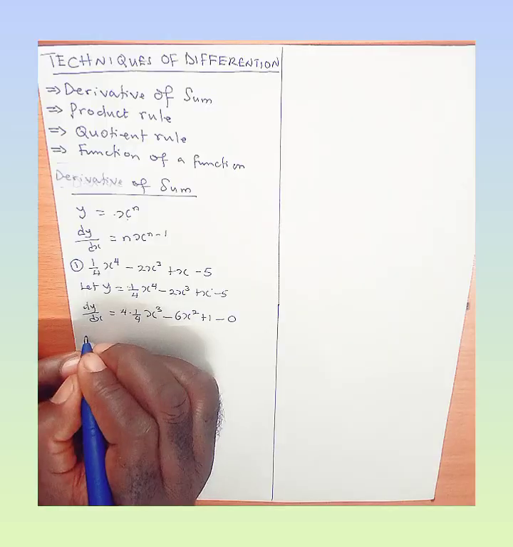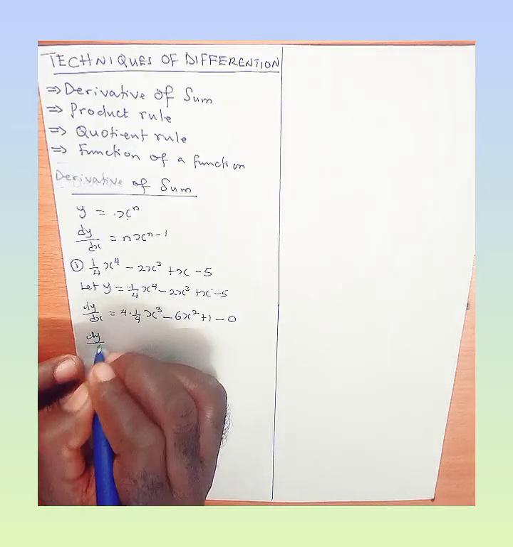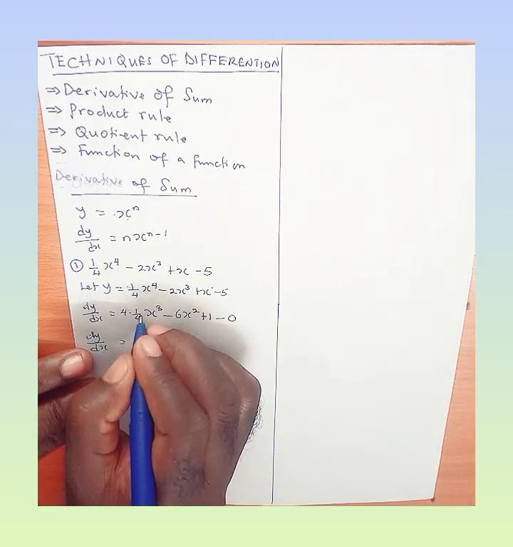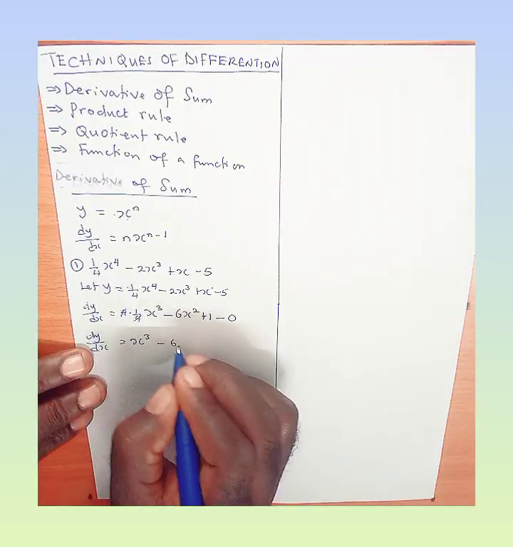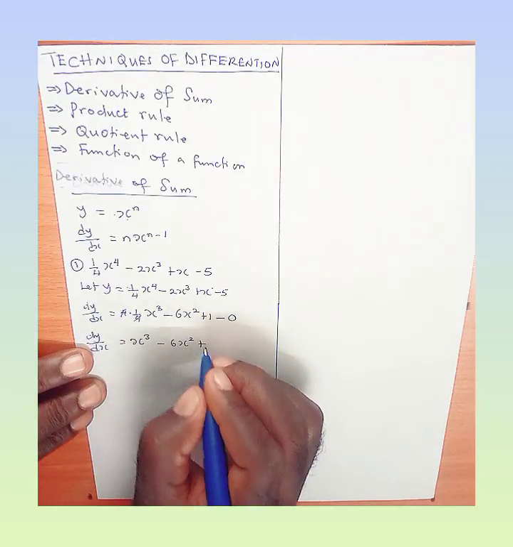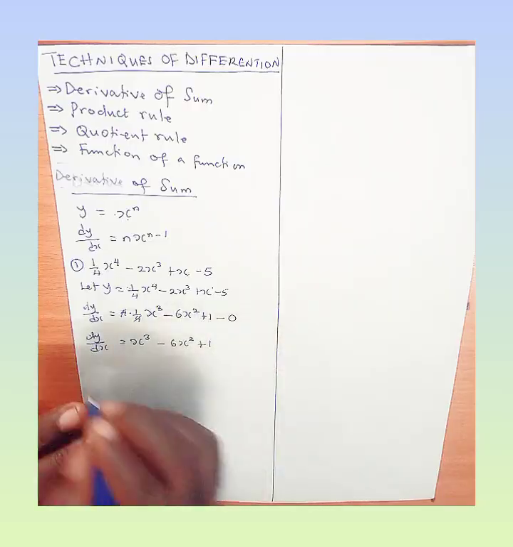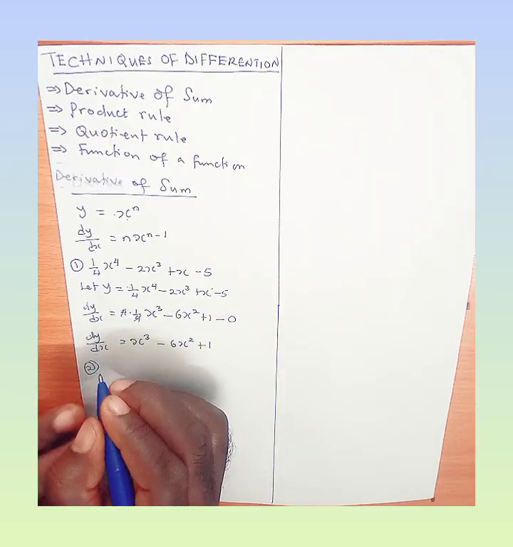Now let us simplify this further. We have dy/dx is equal to this, cancel this. We are now left with x raised to power 3 minus 6x squared plus 1. Then let us take a look at example 2.